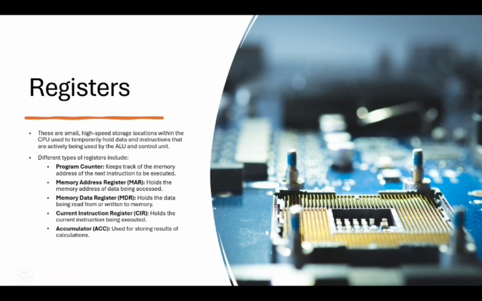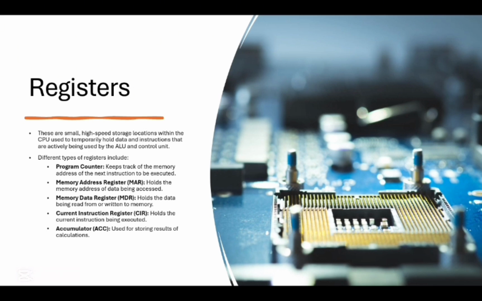The program counter keeps track of the memory address for the next instruction. The memory address register holds the memory address of the data being accessed. The memory data register holds the data that is being read from or written to memory. The current instruction register holds the instruction currently being executed. And finally, the accumulator is used to store the results of calculations.